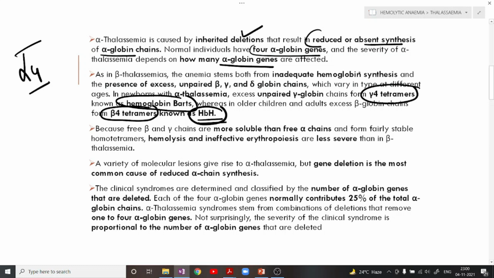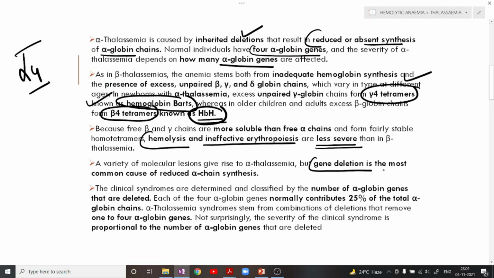Now again, this beta 4 and this gamma 4 tetramer, which are formed in alpha thalassemia, are going to undergo hemolysis, and they will lead to ineffective erythropoiesis. But this hemolysis and ineffective erythropoiesis in alpha thalassemia is far less severe than it is in beta thalassemia. Okay. Now remember, the genetic alteration which is most common in alpha thalassemia, as we discussed, is gene deletion.